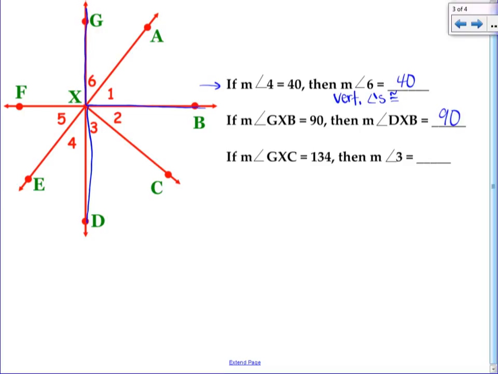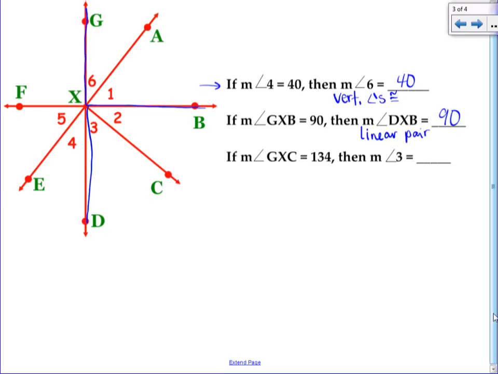Is that reason vertical angles congruent? Are they vertical angles? What are they? Linear pair. They're on a line together, so they're a linear pair, which means they have to add up to 180.